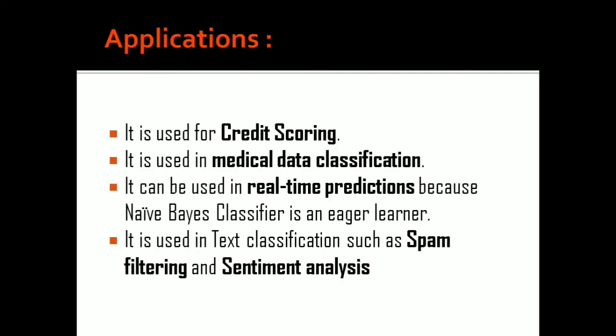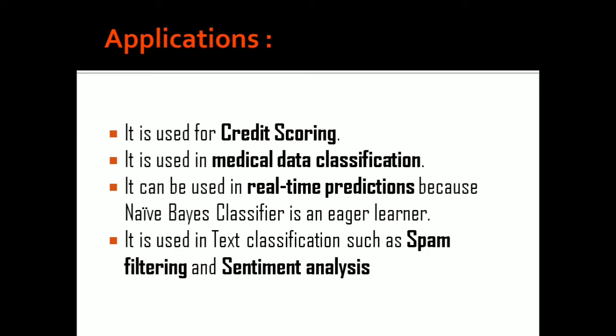Next are the applications of the Naive Bayes algorithm. Basically it is a classification-based algorithm which is of the supervised type. It is used for credit scoring, document classification, or text classification. It is also used mainly in the medical field for data classification, to classify different medical records. It can also be used in real-time predictions because the Naive Bayes classifier is an eager learner. Eager learner means real-time predictions, it also allows live streaming or real-time data analysis.